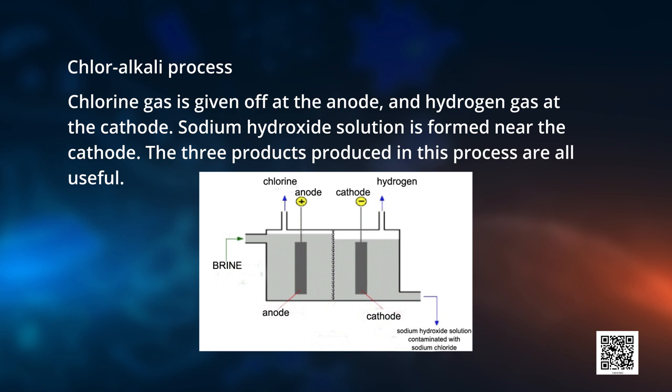It is always the oxidation, okay? And the hydrogen gas is given off at the cathode, where reduction takes place. The sodium hydroxide solution is formed near the cathode at the base of the container. The three products produced in this process are all very useful.